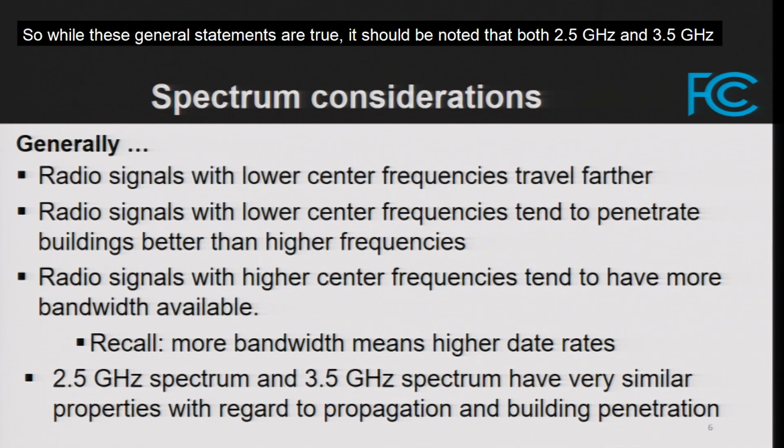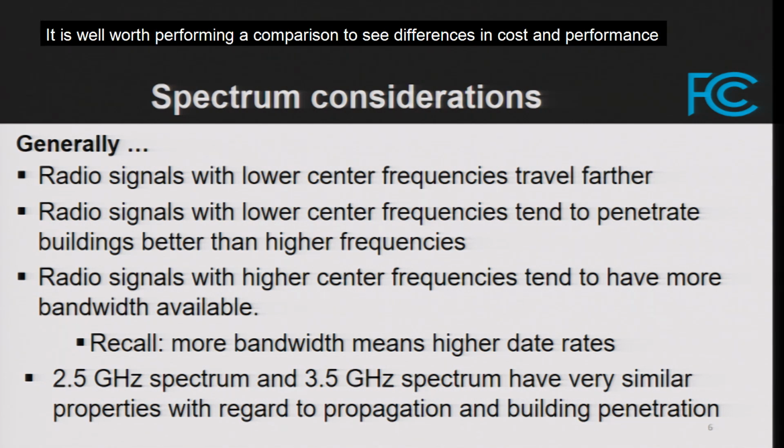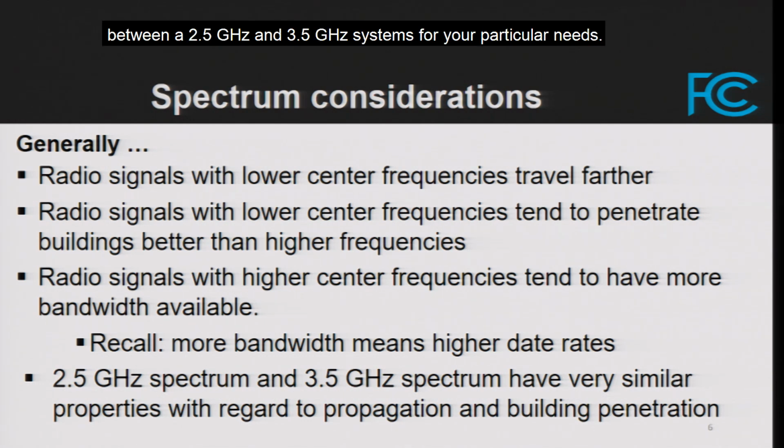So while these general statements are true, it should be noted that both 2.5 gigahertz and 3.5 gigahertz are close enough to each other that the physical differences will be small, but perhaps noticeable. It is well worth performing a comparison to see differences in cost and performance between 2.5 gigahertz and 3.5 gigahertz systems for your particular needs.